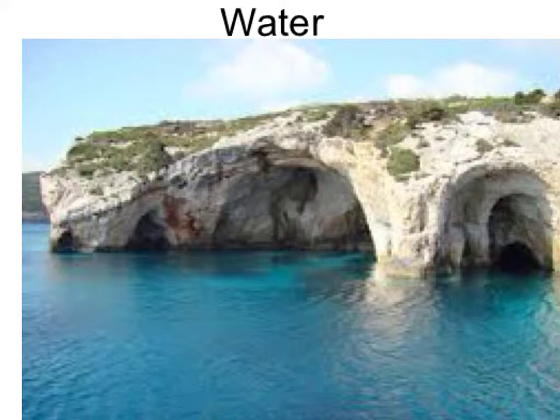One agent of erosion is water. A way that water erodes the earth is by making a sea cave like this. At first, a big rock in the ocean is solid, until water, after many years, pounds away at the rock, creating a sea cave like this.